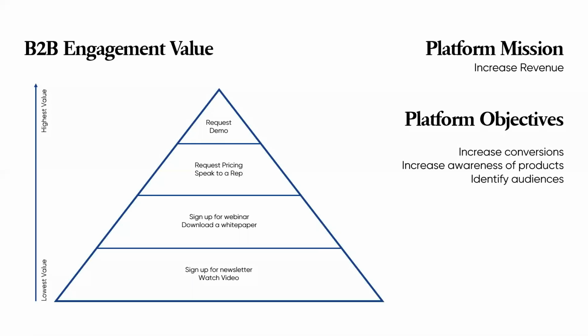If you think about it, this is a typical B2B engagement value scale. The platform's mission, the reason we bought Sitecore, was to increase revenue. With our website, the objectives are we need to increase our conversions and awareness of our product offerings, and we want to know who our audiences are. So you get this triangle, this engagement value scale, where I have my lowest values on the bottom and my highest value on top. This is oversimplifying, but at the request-a-demo level, you can give 50 points, 100 points of currency to a user.